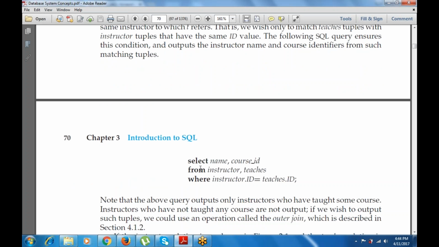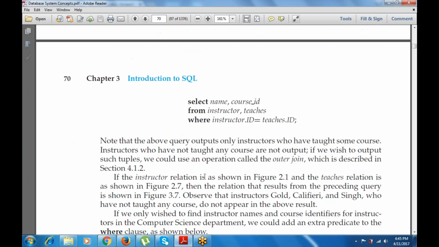This is one of the examples. Select name, course ID from instructor, teaches, where instructor.id equals teaches.id. That means the ID of both is the same for each and every one, same in the sense that it is common. And note that the above query outputs only instructors that have taught some course, so instructors who have not taught any course are not in the output.